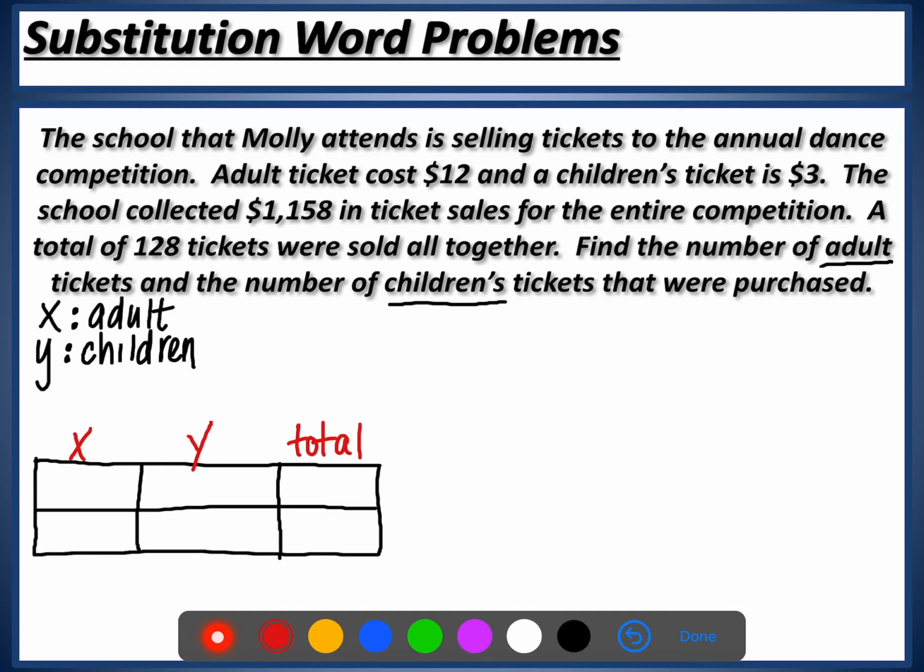Okay, so we're first going to look through our problem and we're going to pick out the totals. Okay, so I see one already that actually uses the word total. It says 128 tickets. Now we need to find the other total. It says the school collected $1,158 for the entire competition.